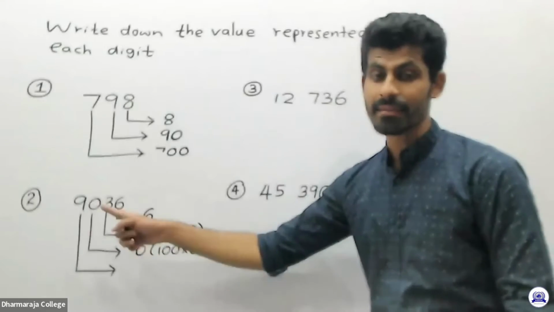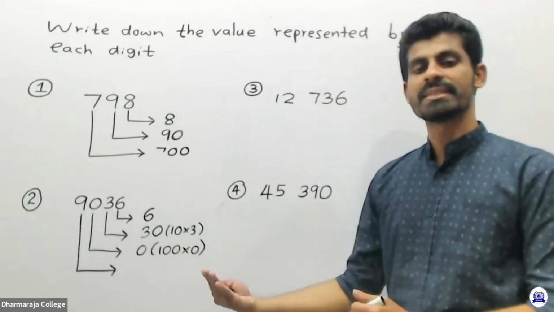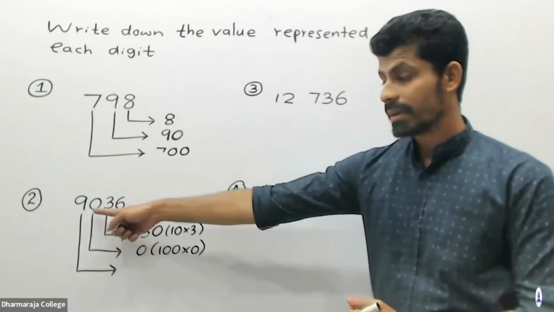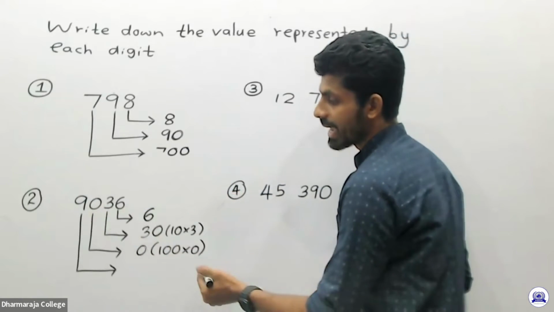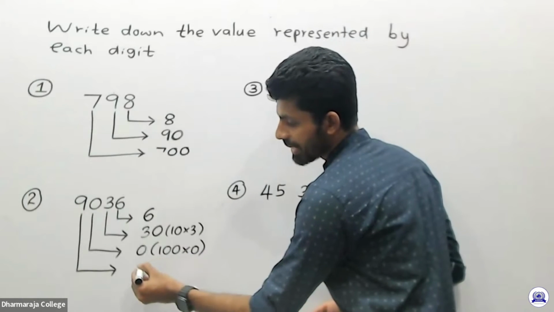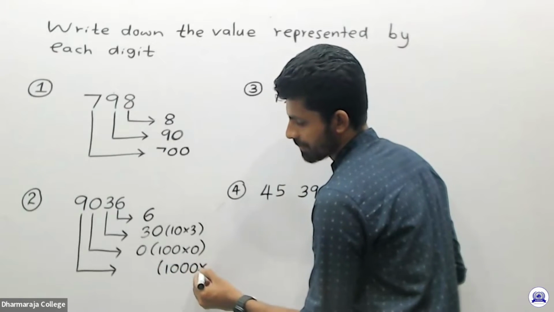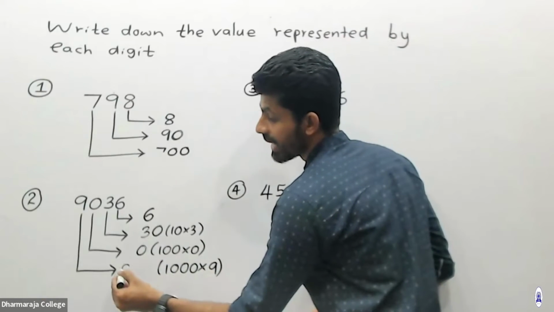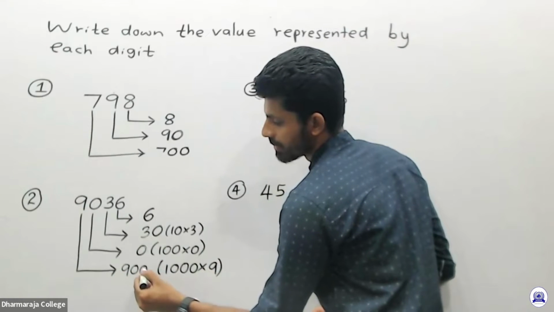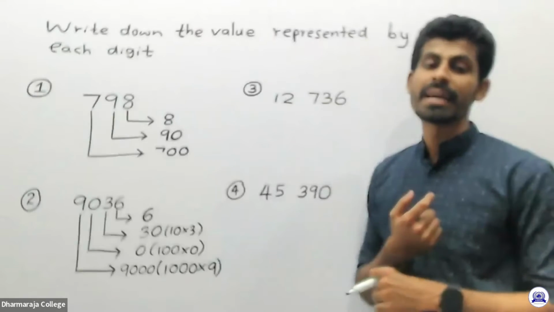So that means 0. What is the value there? 9. 9 means 1000 into 9. What is the value? 9,000.